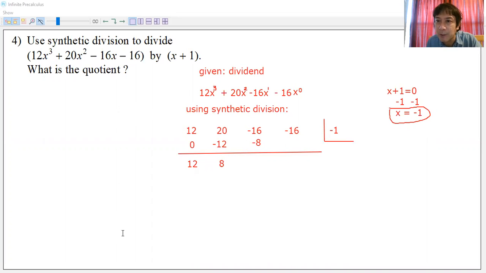Then next is addition again. The result of -16 and -8 is a -24. And you have to write that right here. So it's -24. Okay. Then multiplication again, -24 by -1. So it's a positive 24. Now to the next column, which is the -16, the last number. So you have to write there the positive 24. Okay, there.